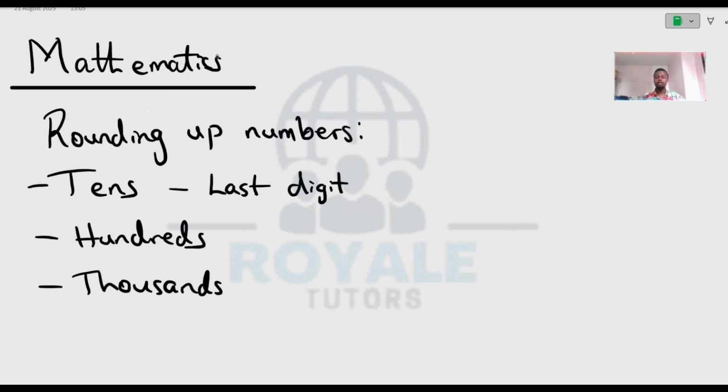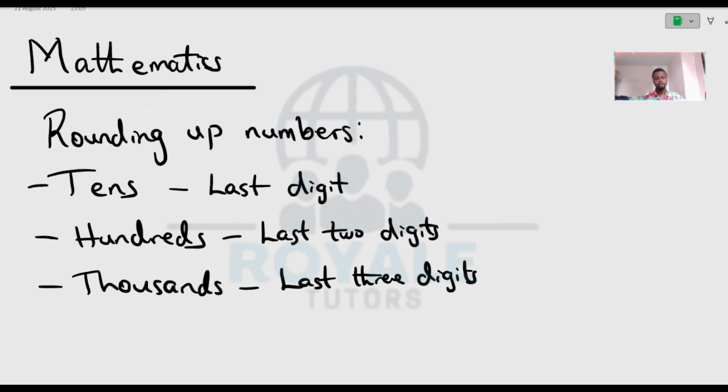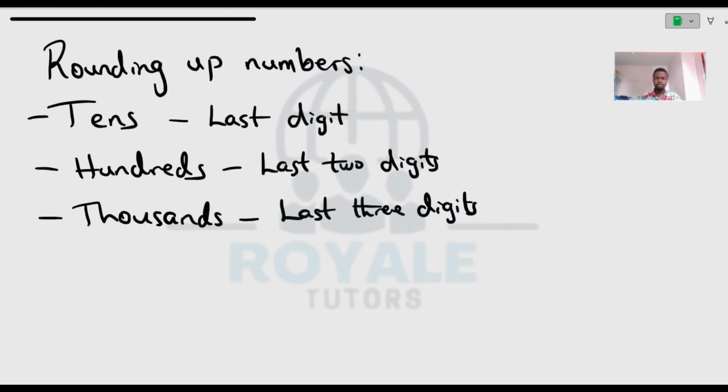Then for hundreds, you check the last two digits. And as well for 1,000, you check the last three digits. Now, let's see how we can do this.